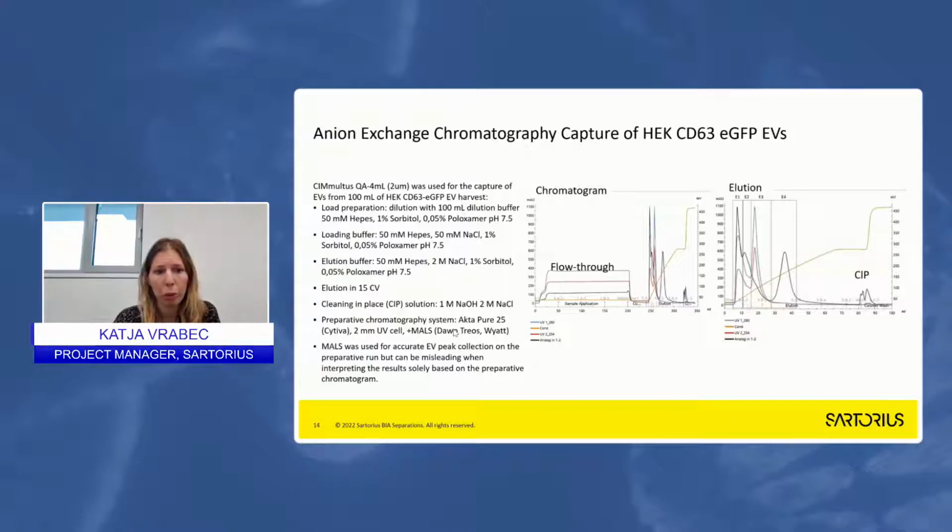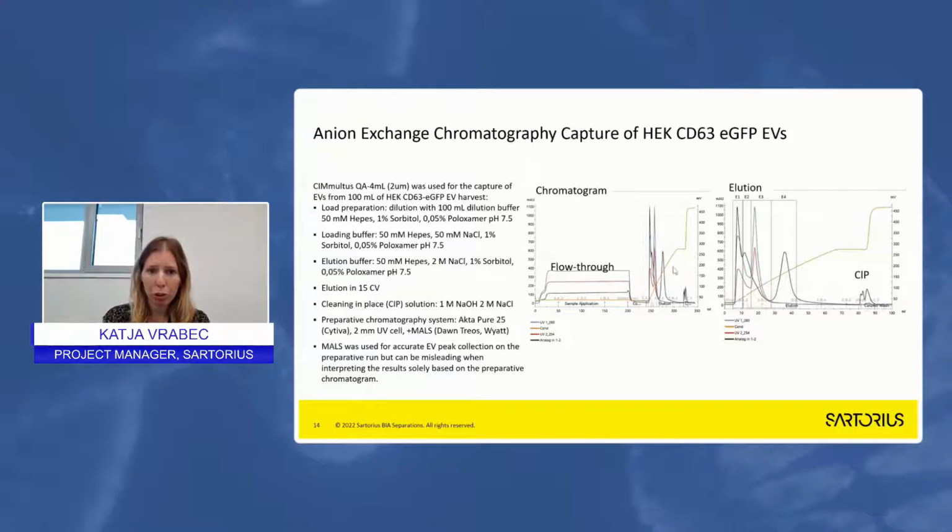This was done on a preparative chromatography system, ÄKTA pure, equipped with a 2 millimeter UV cell, and we also used a MALS detector. So MALS was used to accurately collect EV peaks on the preparative run, but it can be misleading if we try to interpret the results solely based on the preparative chromatography.